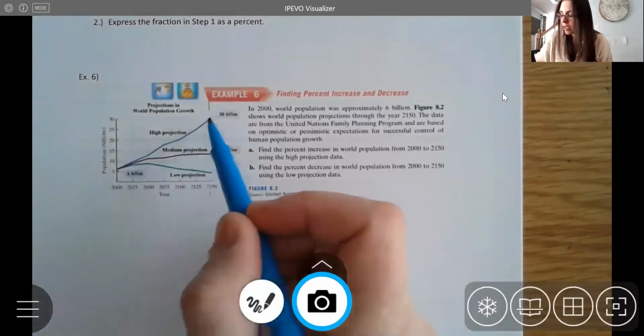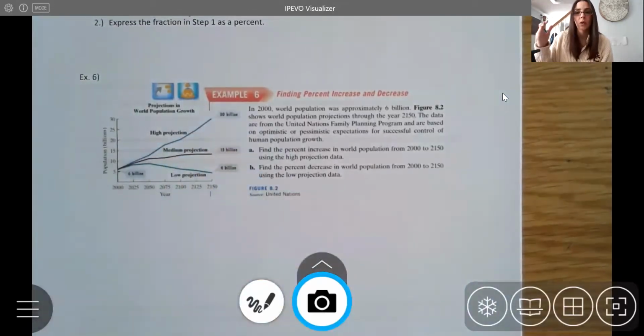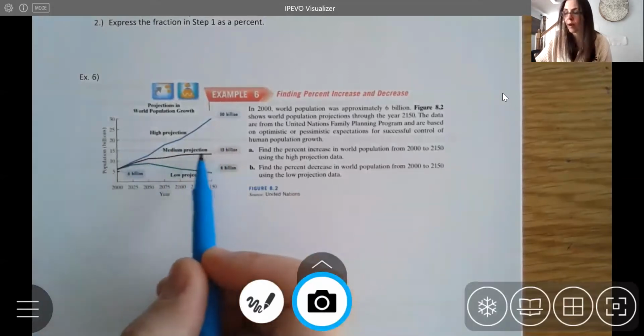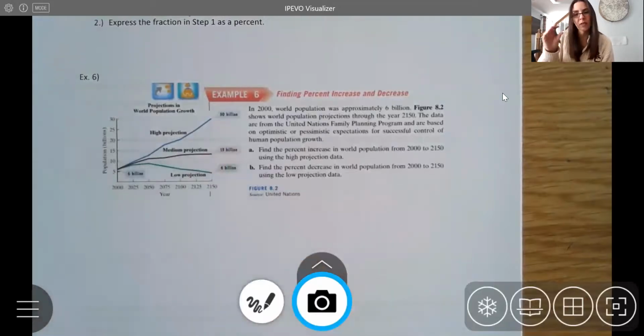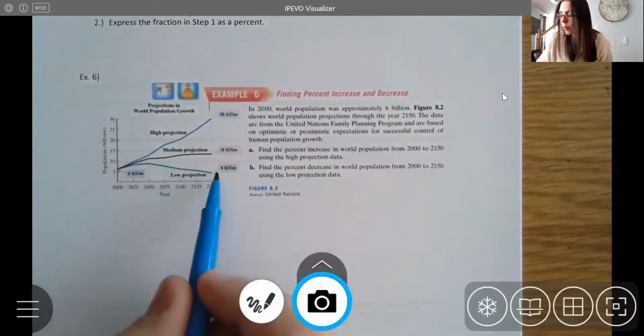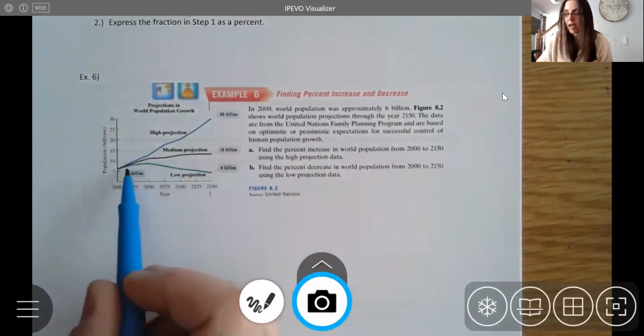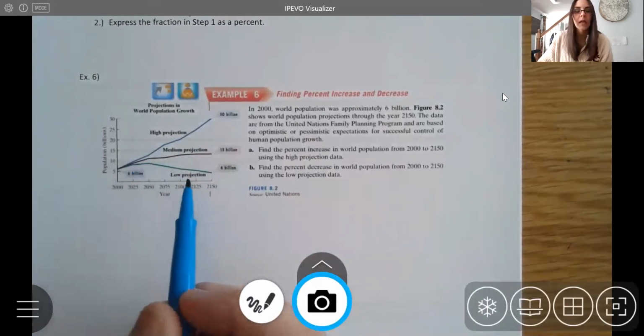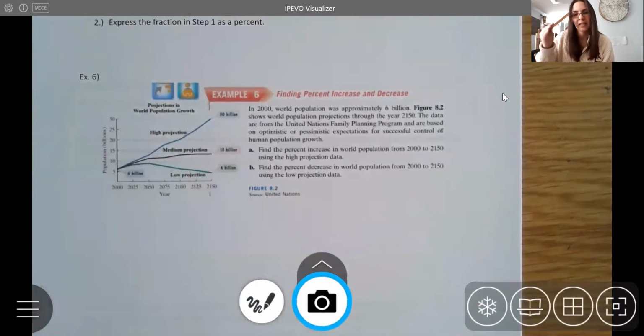So the top projection is looking at kind of a high count. So if population growth is really kind of climbing and staying on that steady increase. You have a medium projection where population growth is still increasing, but just very slightly from year to year. So it's kind of slowing down. And then you have a low projection where there's a little bit of growth here, but that population rate is decreasing over time. So people are not having as many children theoretically in the future, right? So they have 3 different predictions for what could potentially happen.